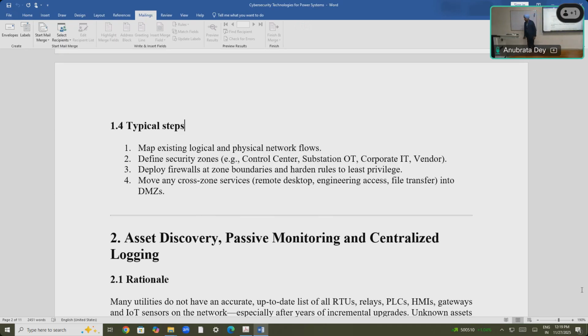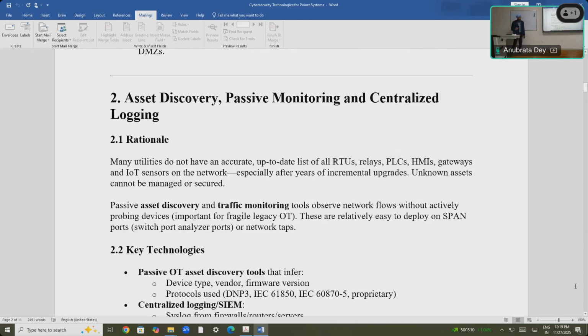The second one: a lot of utilities, as far as I know, I don't know about India, don't even know what they have, what their assets are.